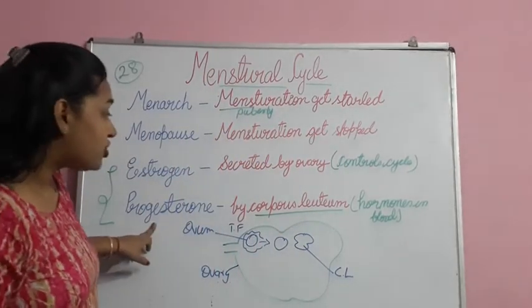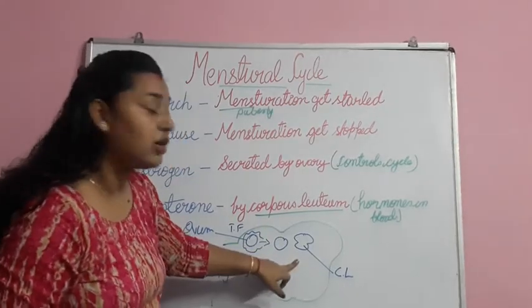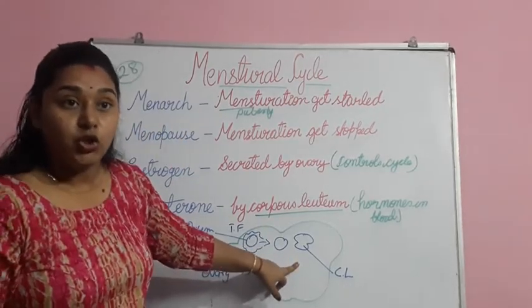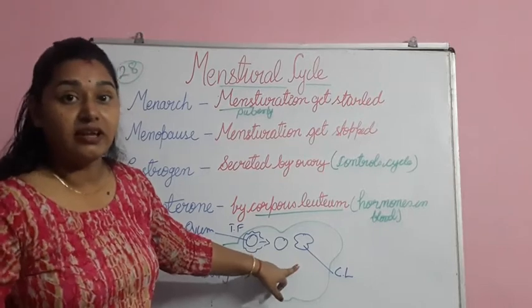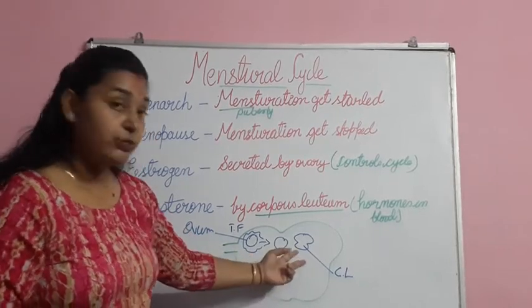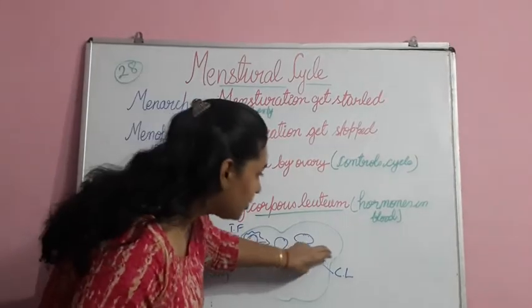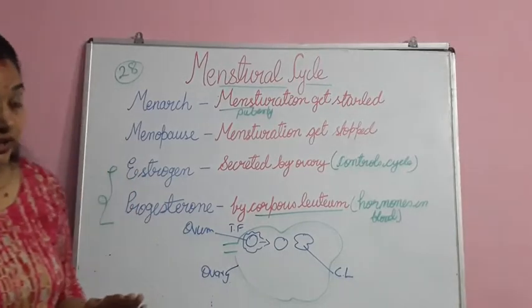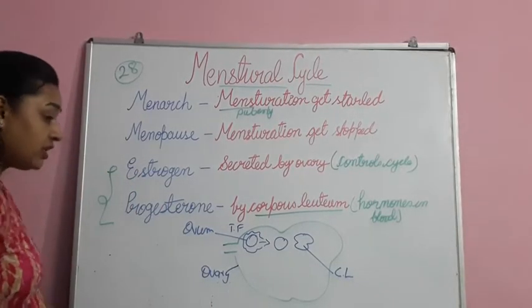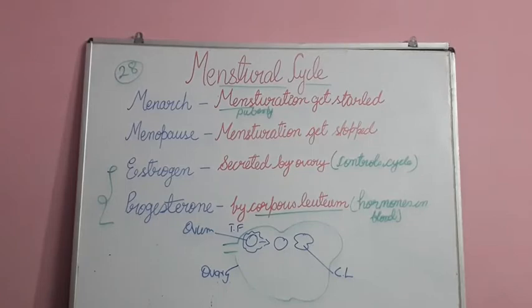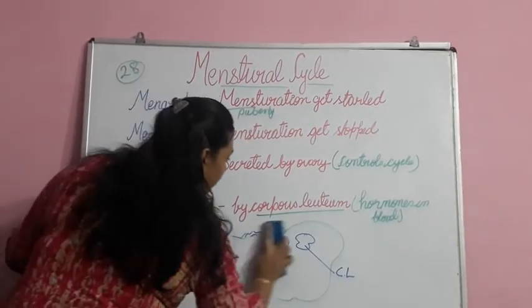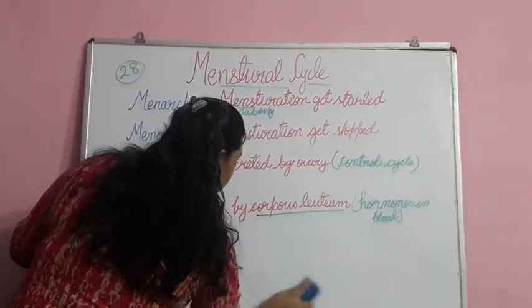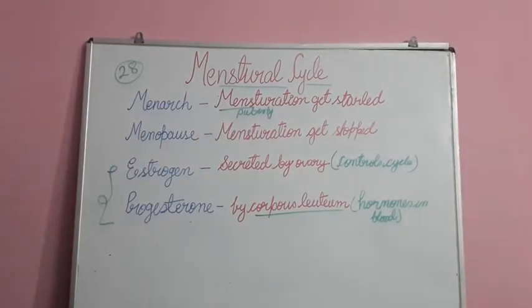The progesterone hormone is released from the corpus luteum into the blood to maintain the next cycle. Slowly and gradually this corpus luteum will get smaller and degenerate. So these are the important things: two important hormones from the ovary, responsible for maintaining this menstrual cycle. Now let us see how it takes place.